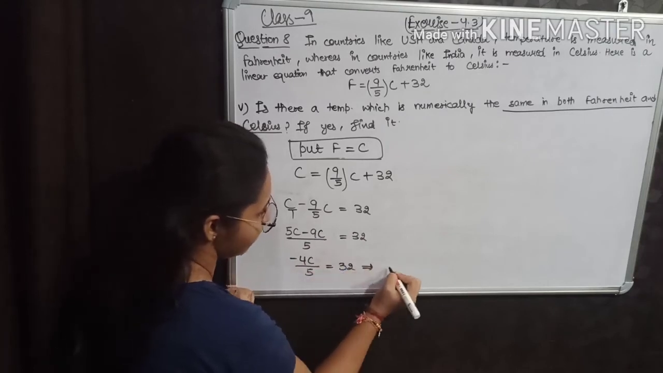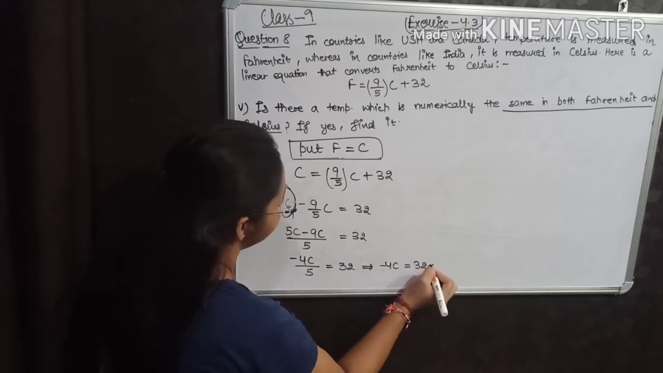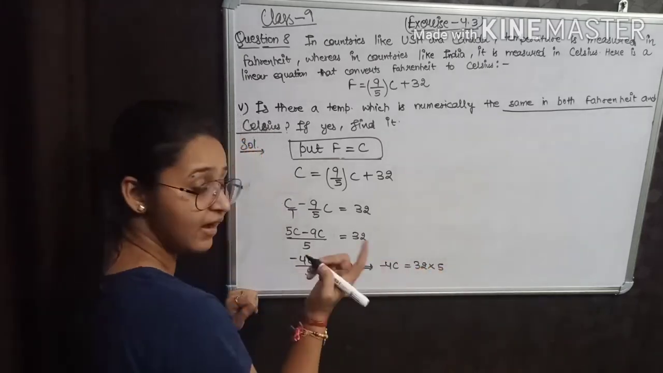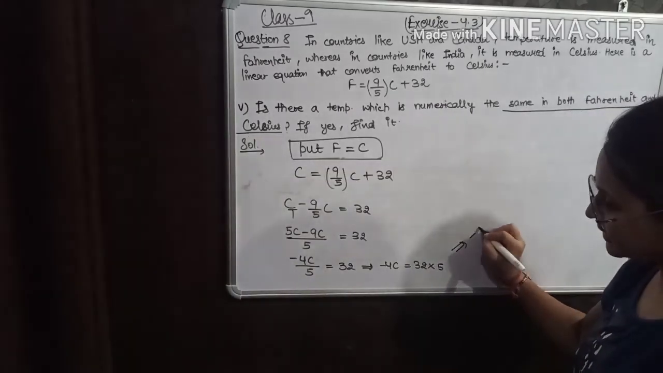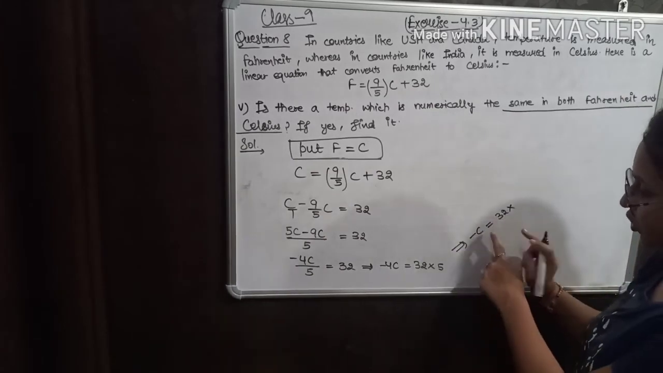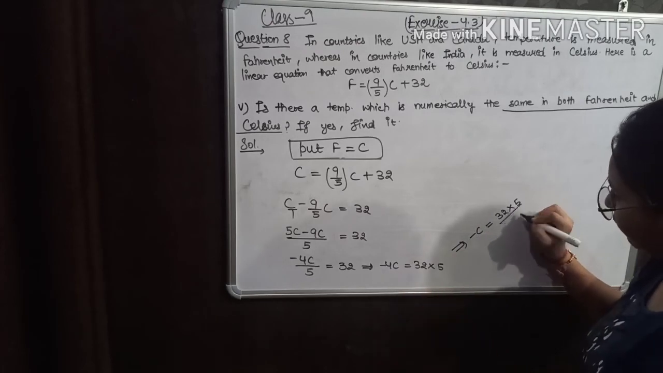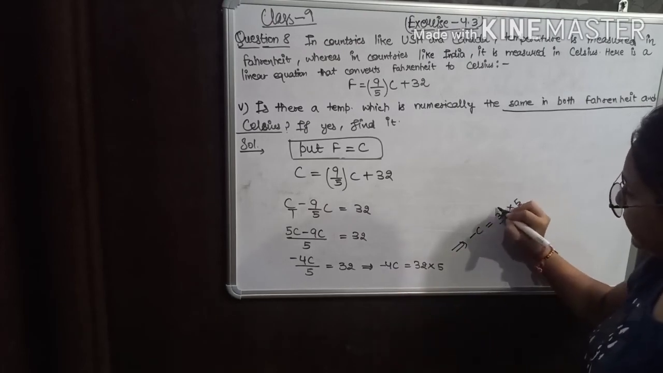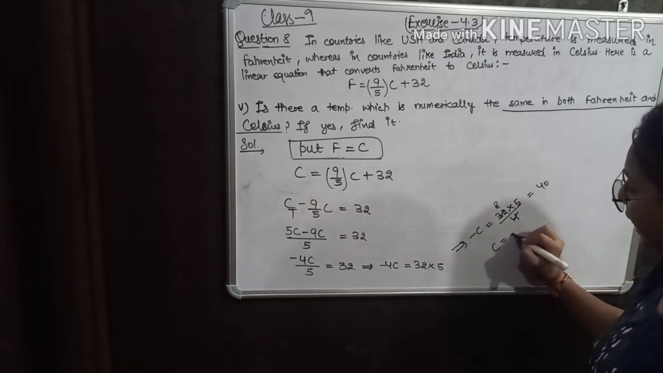It will give you minus 4C upon 5 is equal to 32. So minus 4C is equal to 32 multiply 5, and this 4 will go with division. 4 8s are 32, 8 5s are 40. So C will be minus 40.